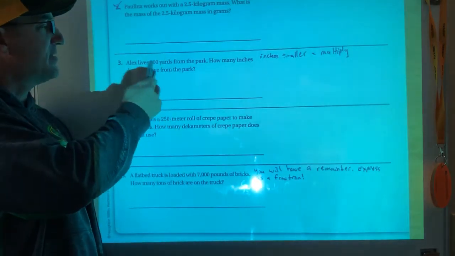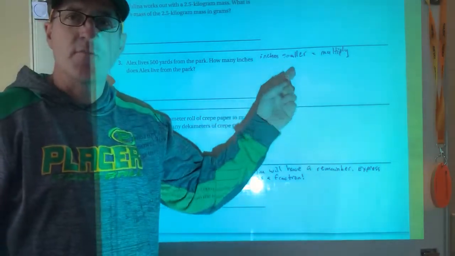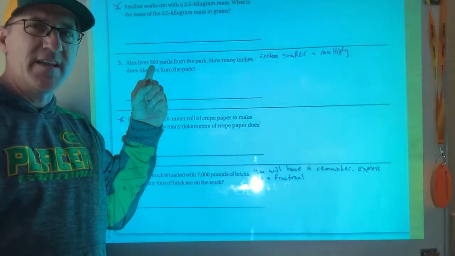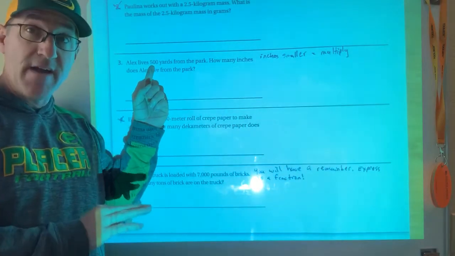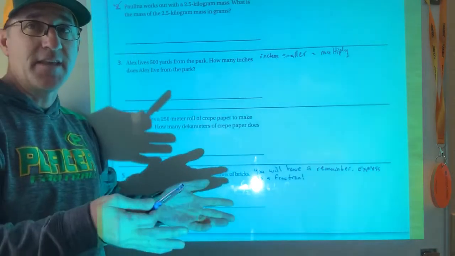Number 3, Alex lives 500 yards from the park. How many inches does Alex live from the park? Inches are smaller, so you're going to multiply. Something I would remember is I'm going to multiply by 5 here. It's 500. Just multiply by 5 first, and then add your zeros at the end. You can take them off and then tag them on at the end.